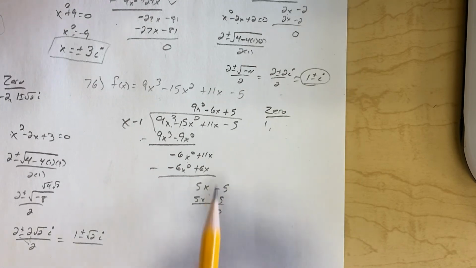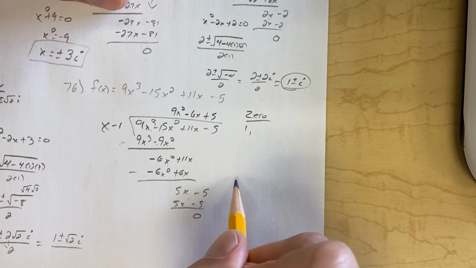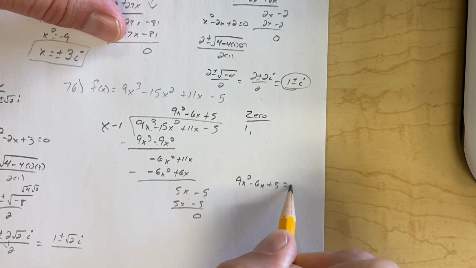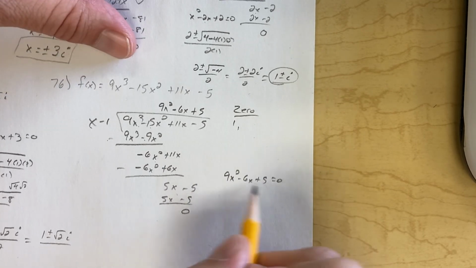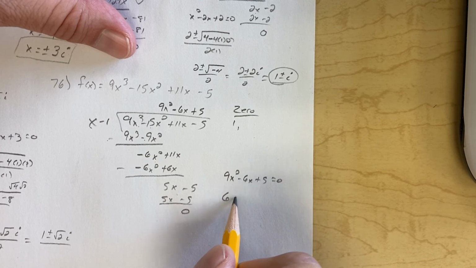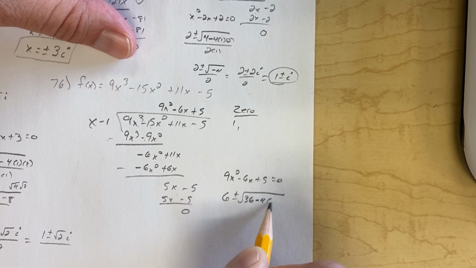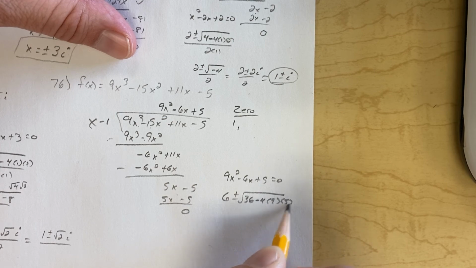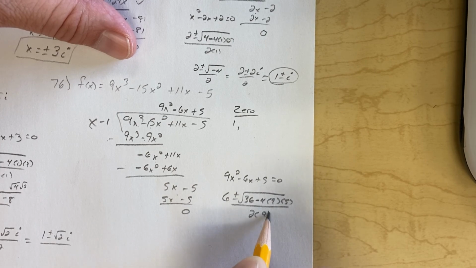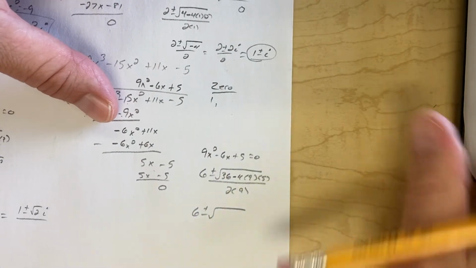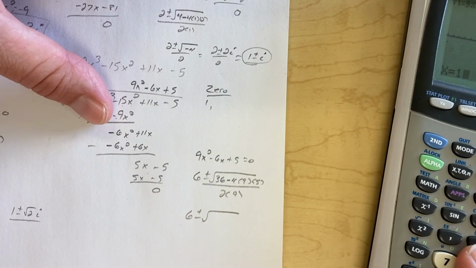So that's what we have. So we are left with this 9x squared minus 6x plus 5. I want to know when that equals 0. So to make that happen, we're going to take the opposite of b, plus or minus the square root of b squared minus 4 times a times c, all over 2 times a. All right, and that's going to give us 6 plus or minus the square root. And if I do that real quick, let's see.